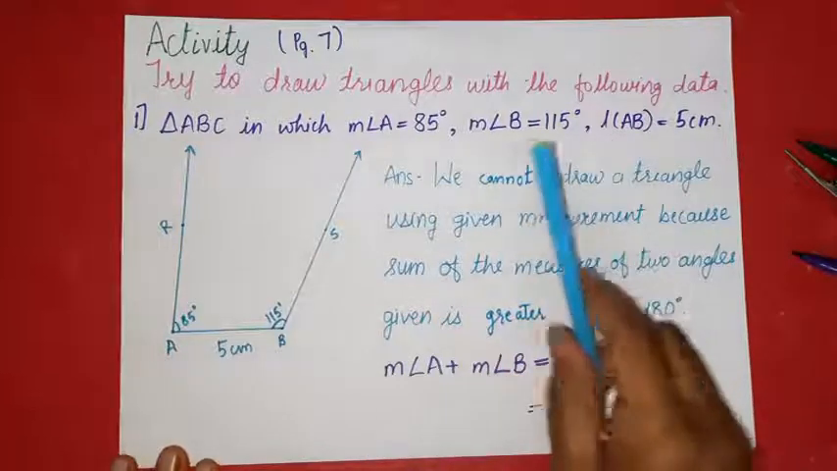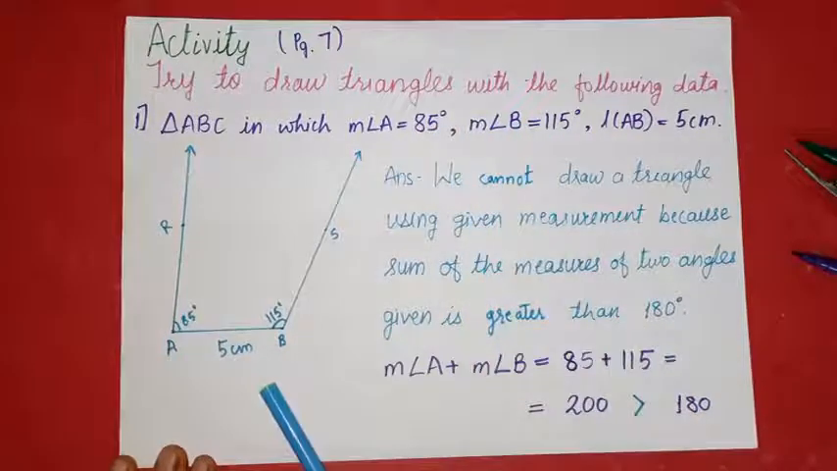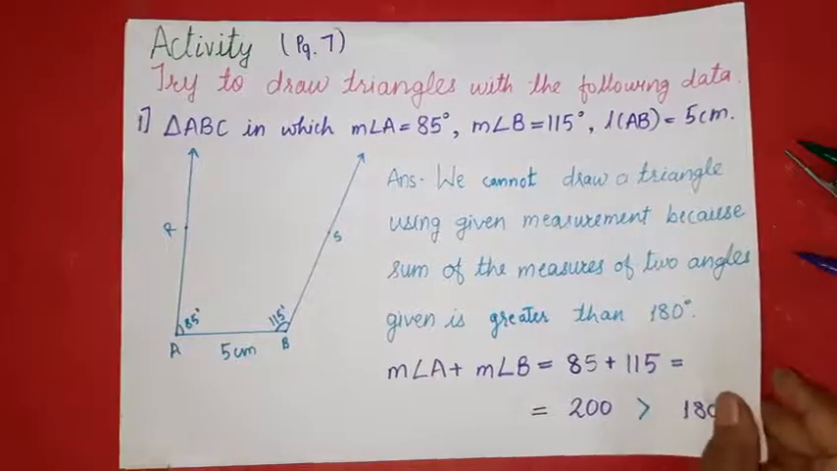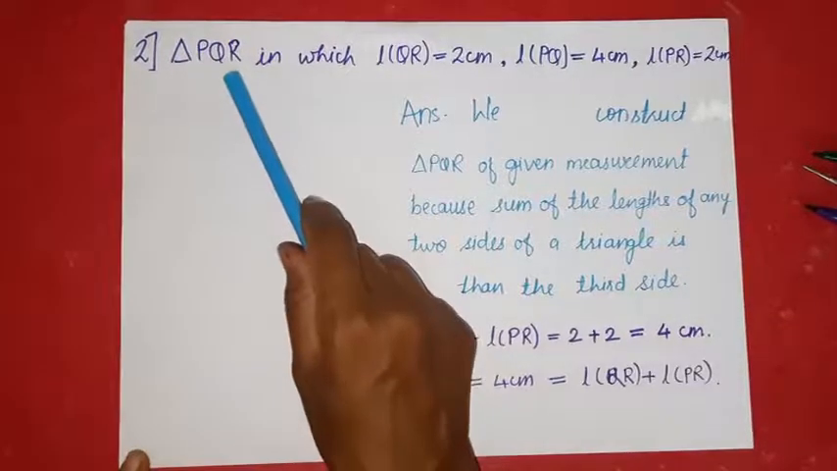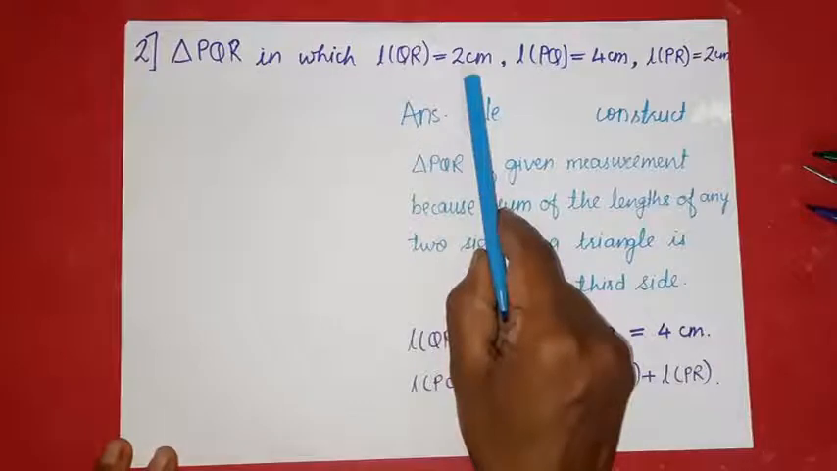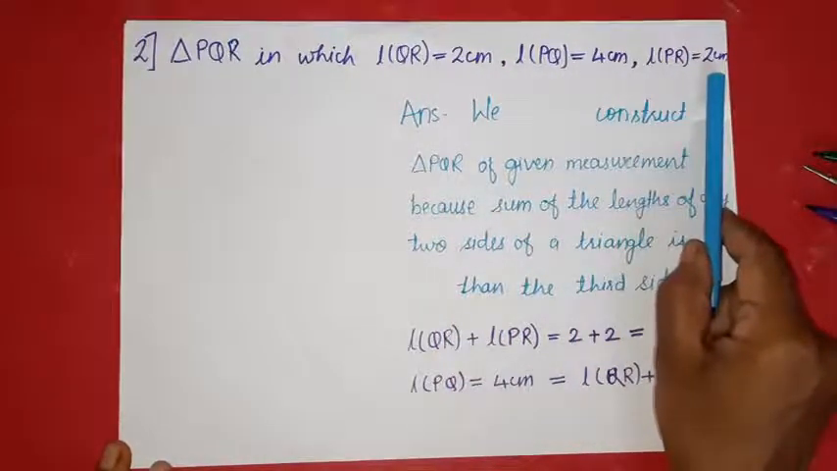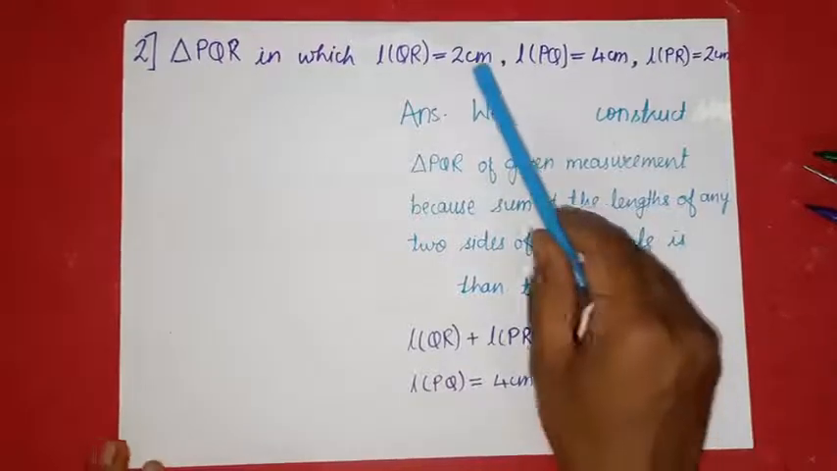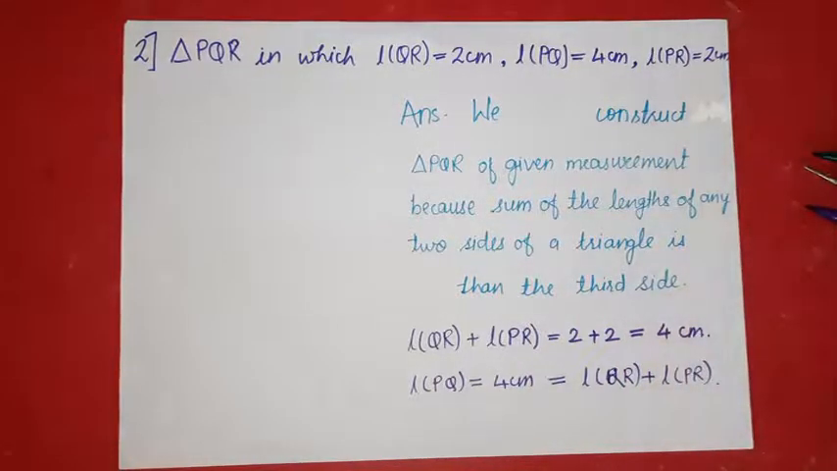Therefore, in such a case, if the sum of the measures is greater than 180 degree, then we are unable to draw the triangle. Now let us see another example, that is the application of another property of triangle that you have studied earlier. Now triangle PQR in which length QR is 2 centimeter, length PQ is 4 centimeter and length PR is 2 centimeter. In this example, lengths of all three sides of the triangle are given and you have to draw the triangle with the given data.